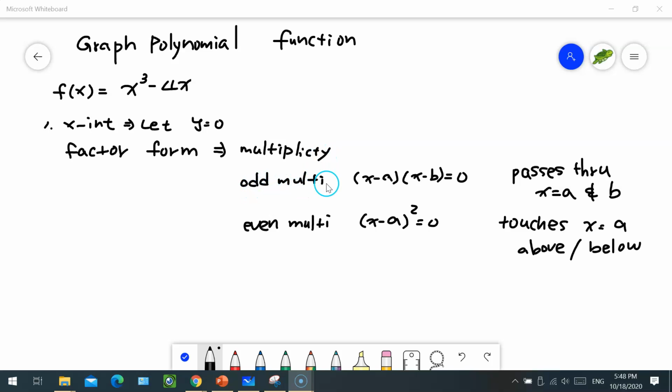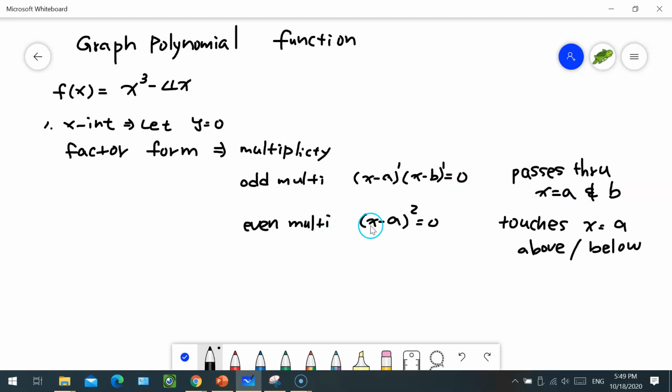For odd multiplicity, for example, your factor form has (x minus a) times (x minus b) equals 0. So the multiplicity of this example would be just 1. We are looking for the powers on the top, outside the parenthesis, of your factor form. So in that case, this would be an odd multiplicity. That means the graph will pass through x equals a and x equals b. It will just pass through that point.